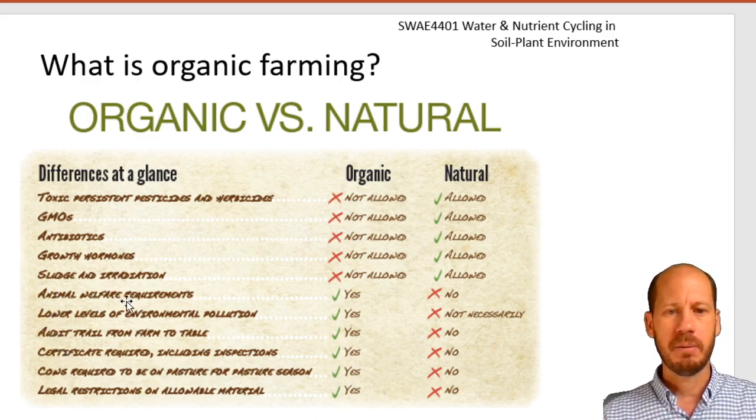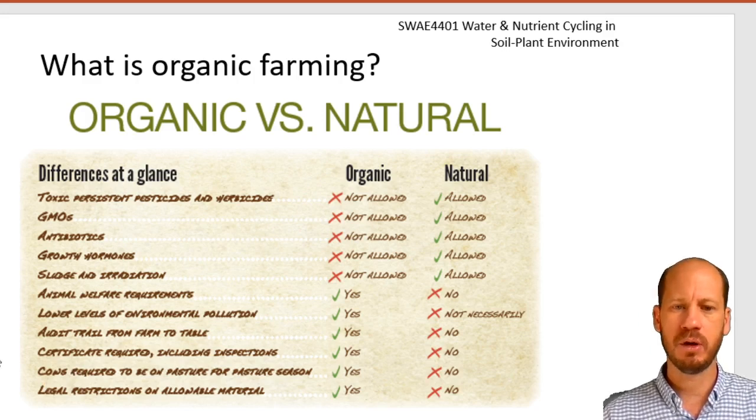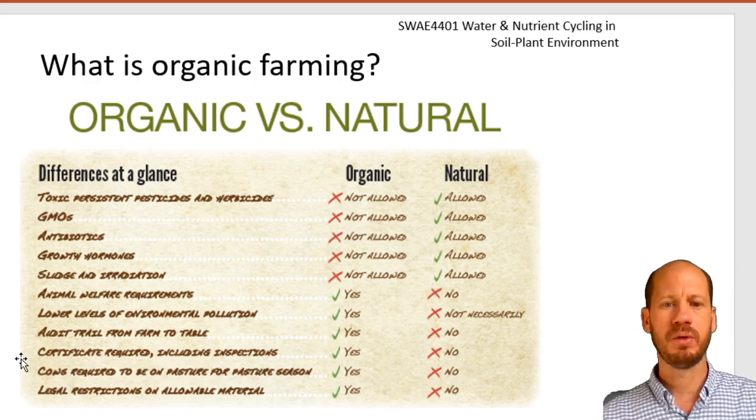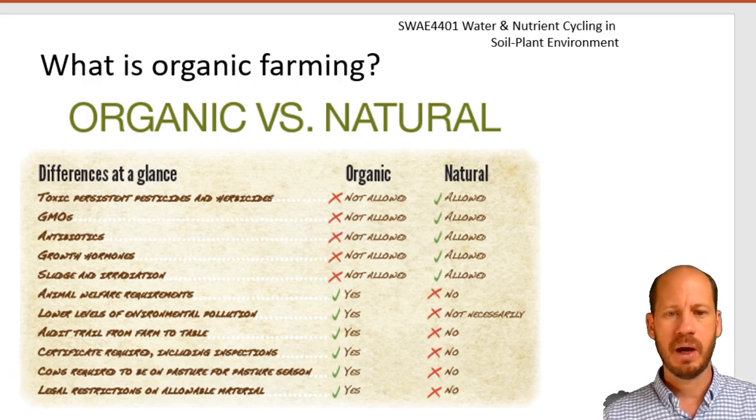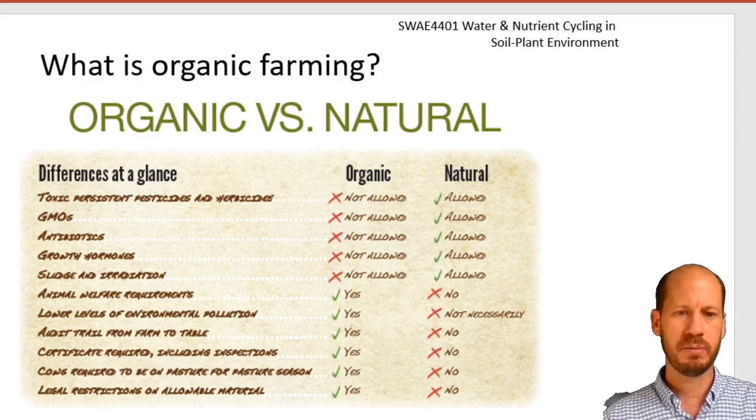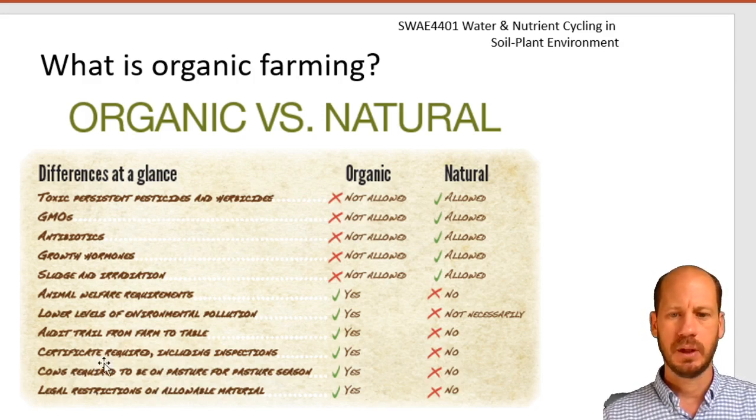There are animal welfare requirements in organic. You are supposed to have lower levels of environmental pollution, and you have to go through audits of all the steps in your production system to account that you have not used any of the inputs that are not allowed in the system. You need to be certified and you have to have inspections of your farms. Anyway, let's go to the next slide.